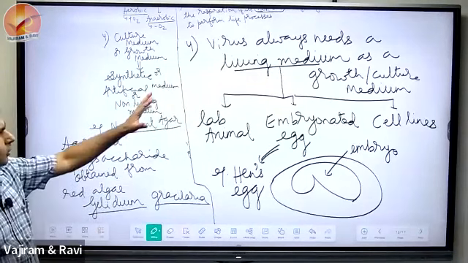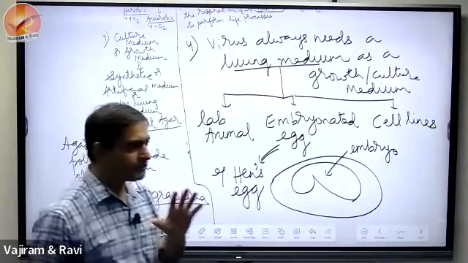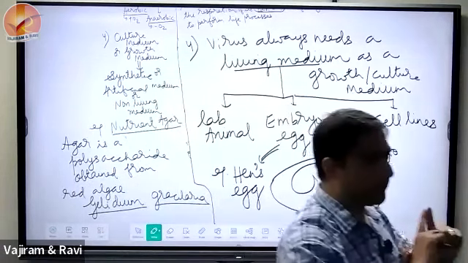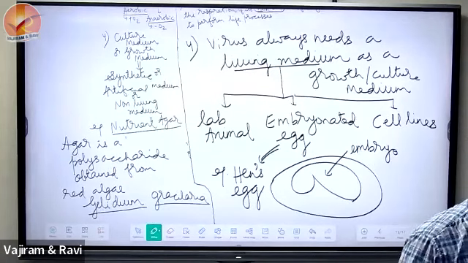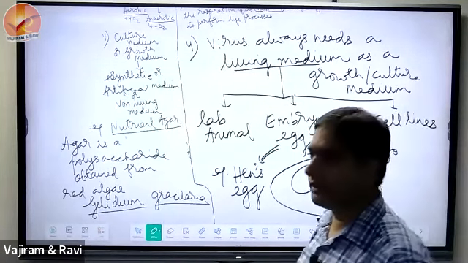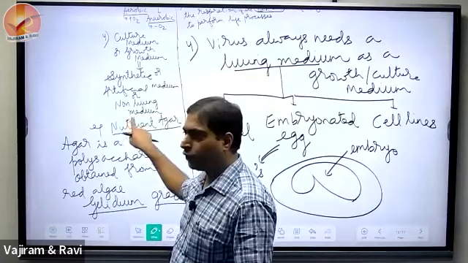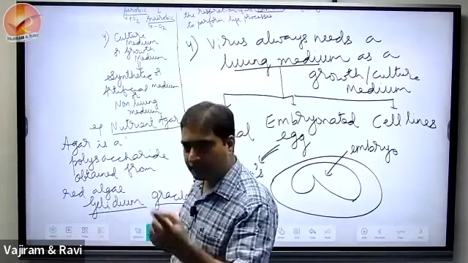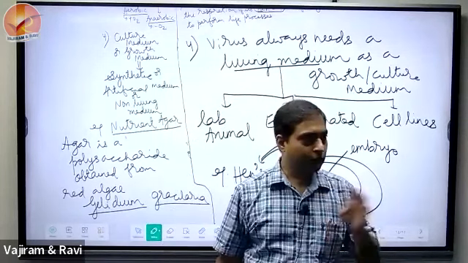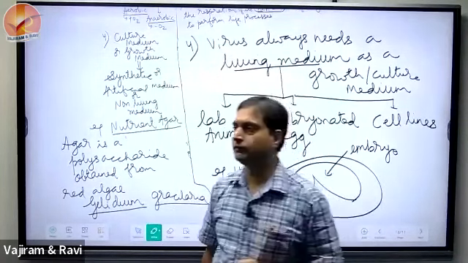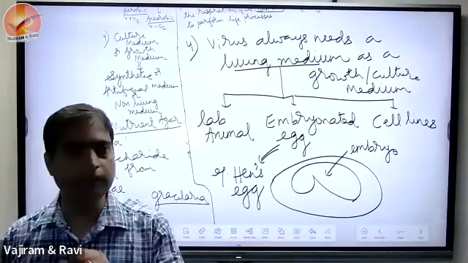So virus always needs what? A living medium. Is it clear? Virus always needs living medium. Virus can never be cultured in any non-living medium or synthetic medium. Is it clear? You can culture a bacteria in what? Non-living medium. Non-living medium also known as what? Synthetic medium or artificial medium. We cannot use any artificial medium to study virus in the lab. It has to be a living medium.